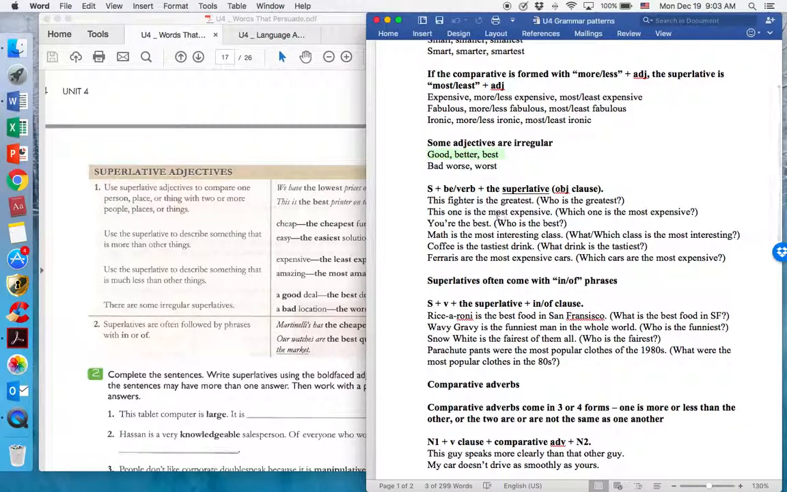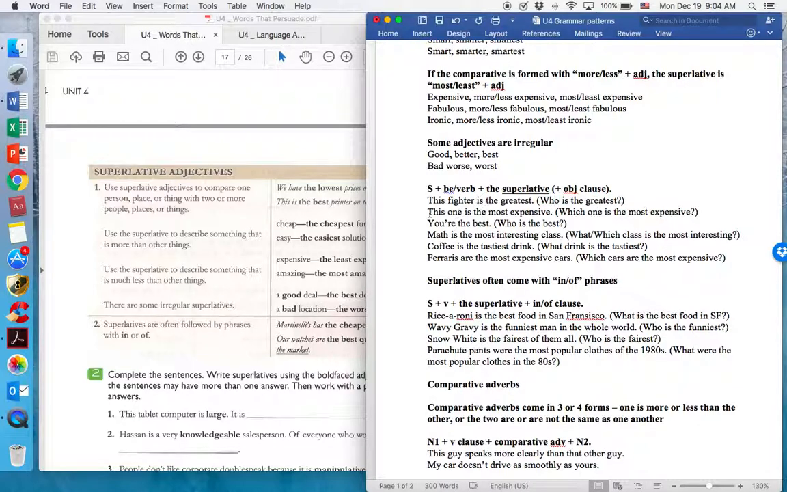To make sentences with the superlative adjective, our general form is a subject and then a be verb or any other verb, and then we need that article, the, and the superlative, and then an optional object clause. For example, this fighter is the greatest. Here is our subject, we have our be verb, and then the, very important part of the superlative, greatest, just adjective plus EST for regular adjectives. And this answers the question, who is the greatest?